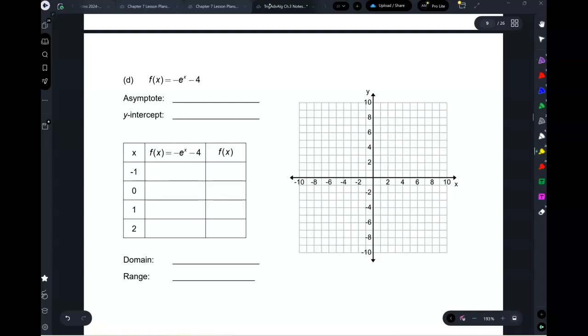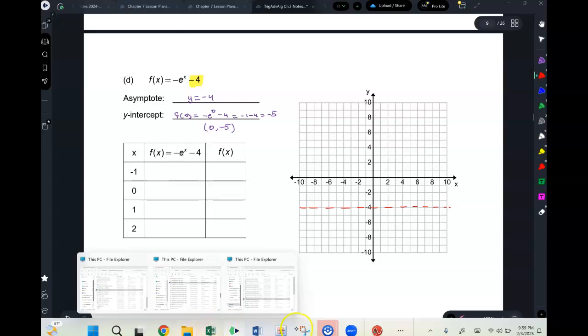Okay, last but not least, let's do this one. Okay, what about the asymptote this time? Okay, I hear some of you saying y equals negative 4, and you are right. Y-intercept, negative e. Okay, so let's do f of 0 is negative e to the 0 minus 4. This is negative 1 minus 4, negative 5. Okay, so y-intercept is all the way at negative 4. I'm sorry, the asymptote is all the way at negative 4.